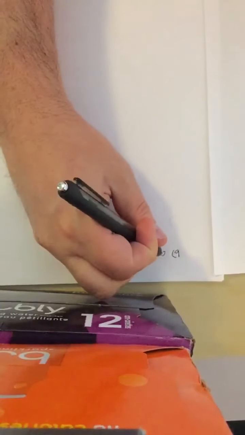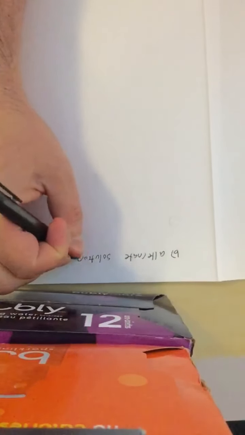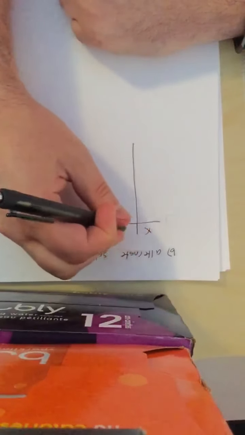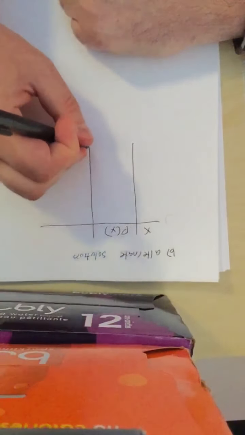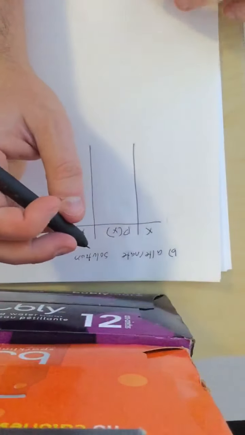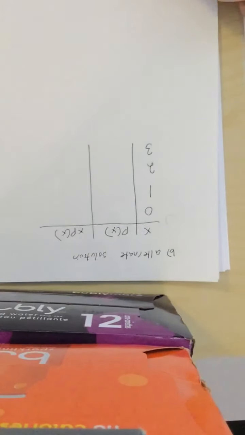We could do it with an XPX table, should I? What we could have done, so if we wanted an alternate solution, you could convince yourself that this kind of works. So it's x, p of x. We pulled 3 marbles from the box, so we could have had 0, 1, 2, or 3 successes.